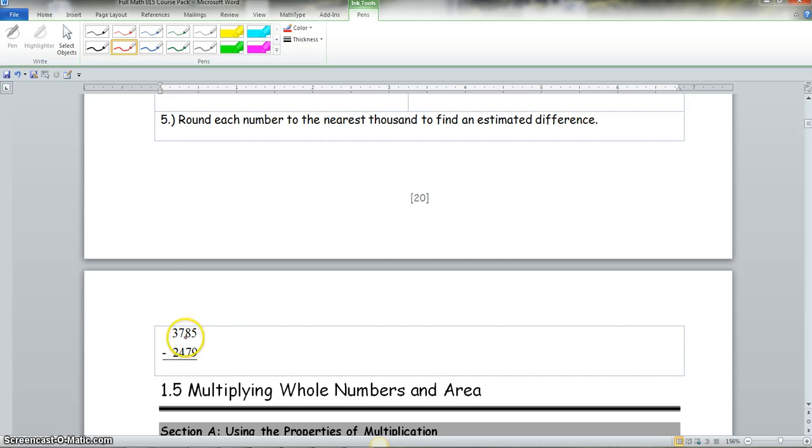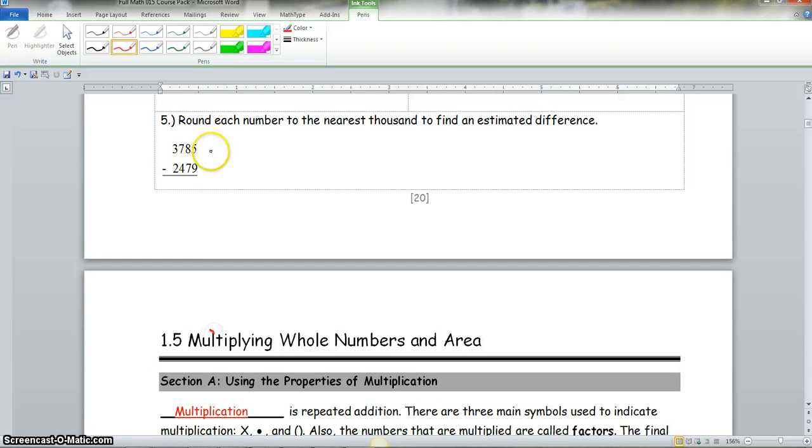Okay, now we can round this to the thousands place. We look here at this 3 and we look to the right of it. This 7 is greater than 5, so that becomes 4,000. We look to the right of this 2, which is 4. This 4 is less than 5, so that will become 2,000. So 4,000 minus 2,000 is just 2,000. And that is your final answer.